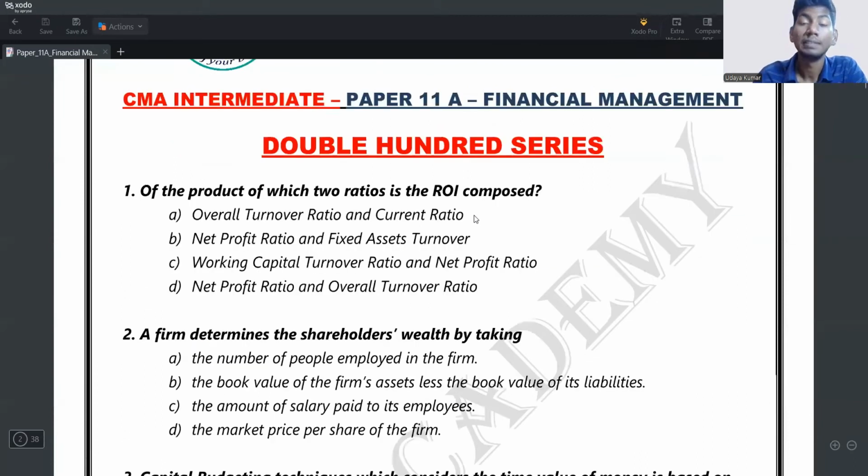So the question number 1: of the product of which two ratios is the return on investment composed? Return on investment composed, what does that mean? Which we have discussed in the ratio analysis part, right? The return on investment formula is usually net profit divided by total assets, right?